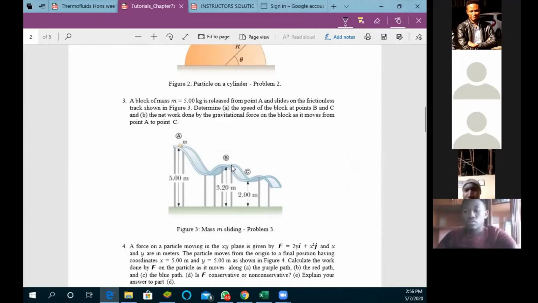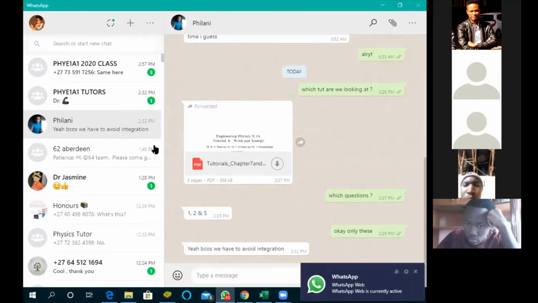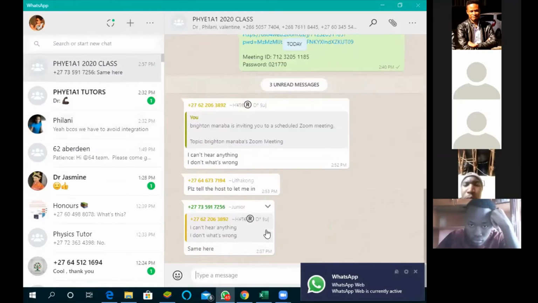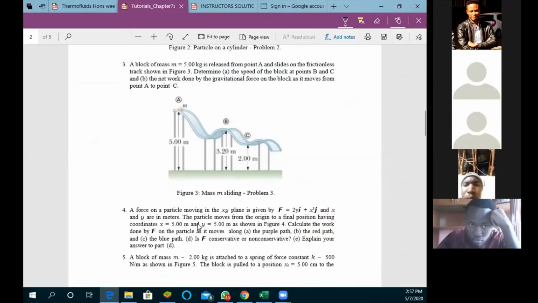Question number 3 goes, a block of mass M, which is equal to 5 kg, is released from a point A and slides on a frictionless track shown in Fig 3. Determine A, the speed of the block at points B and C. Part B of the question goes, the net work done by the gravitational force on the block as it moves from point A to point C. Okay, determine the speed of the block at point B.